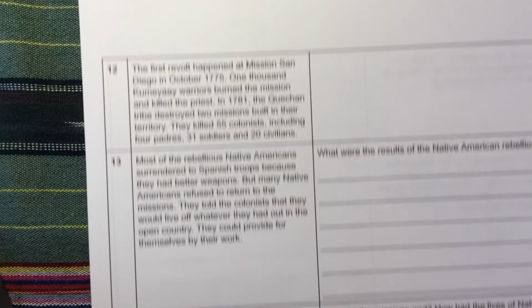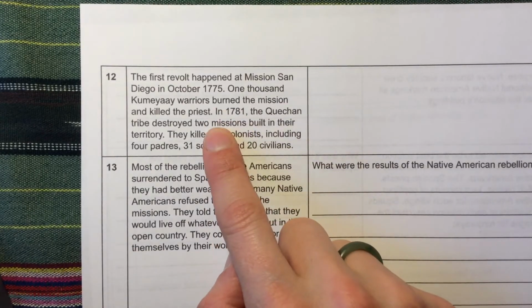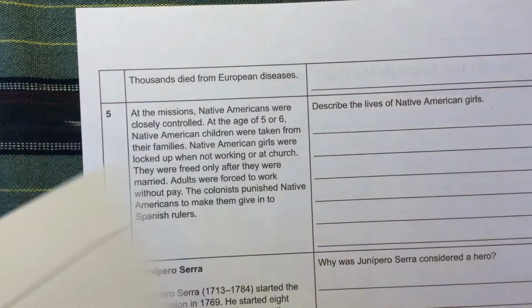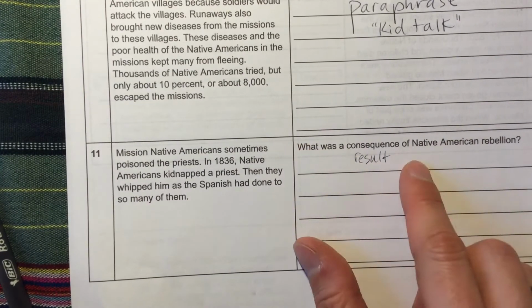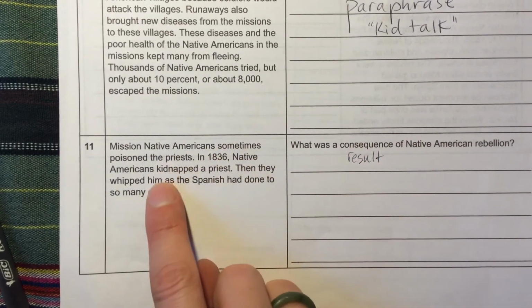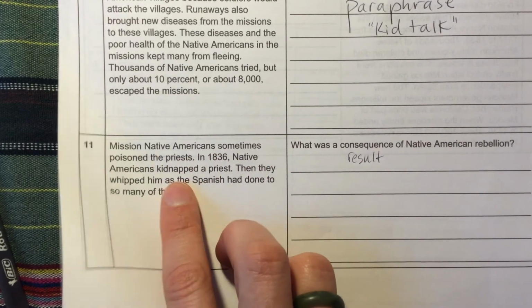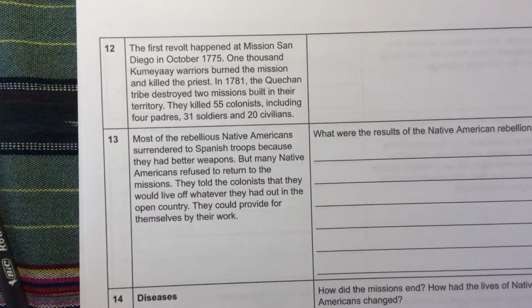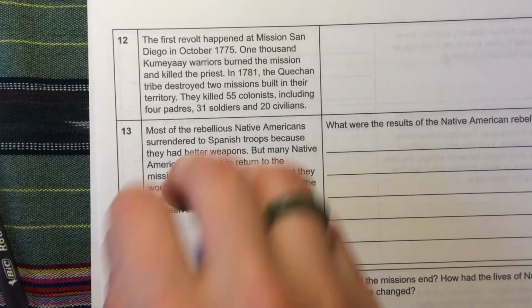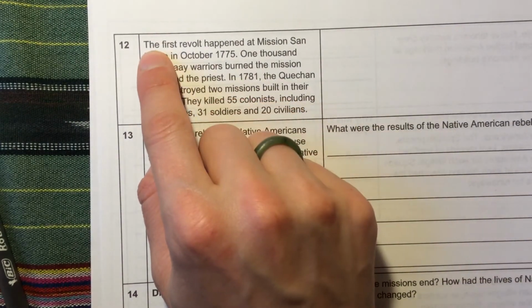And there are more also. This paragraph here is going to help you answer this paragraph. So what was the result of Native American rebellion? Here it talks about what Native Americans would do. But over here, it talks about what would happen after they would do that. So let's give this paragraph a try.